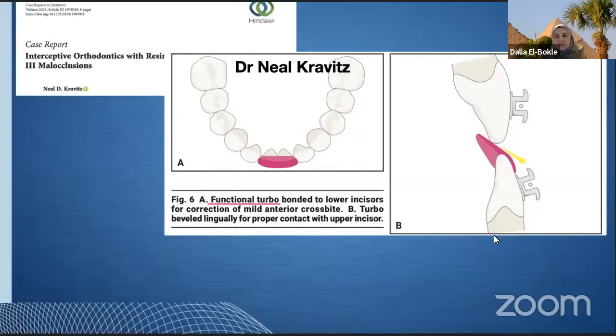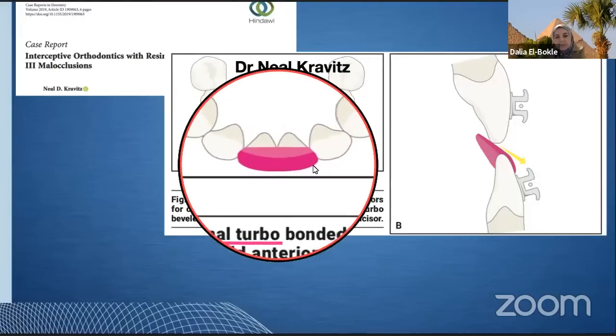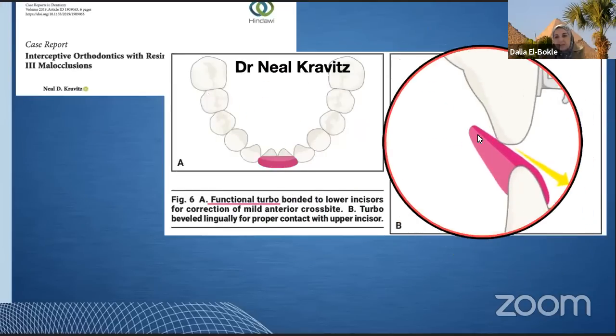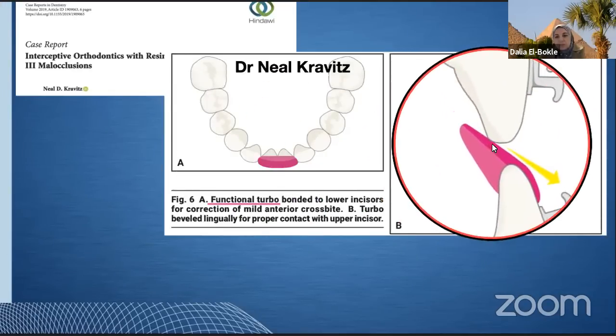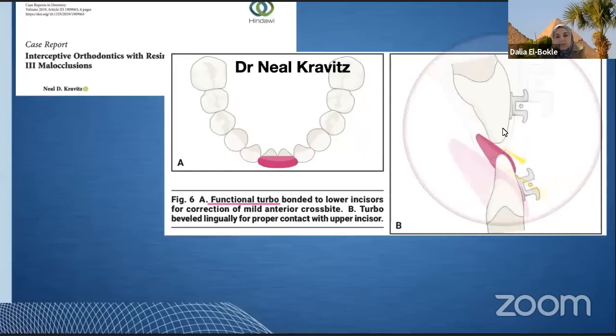And this is a nice diagram that he has in his article showing how the turbo is placed over the lower incisors and angulated at a 45-degree angle in order to result in the labial movement of the upper incisor. It's always better to increase the number of teeth if you're placing it on the lower incisors. Don't ever place it on just one or a single tooth, so as not to cause traumatic occlusion or periodontal damage to that tooth.